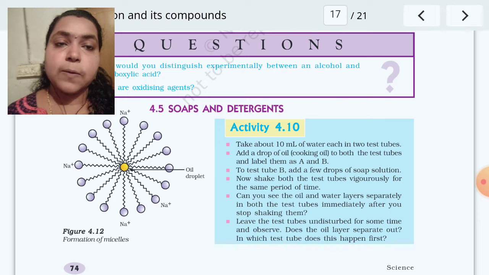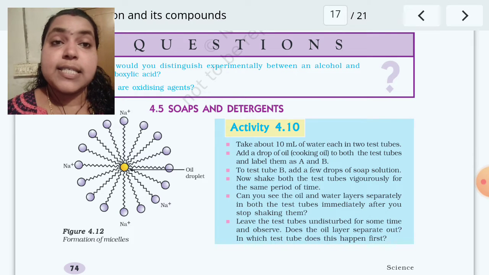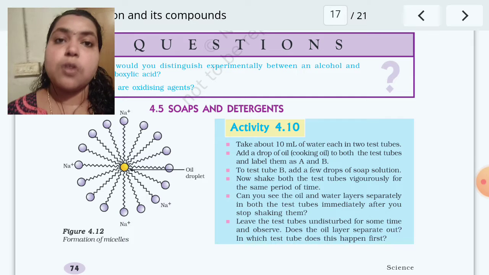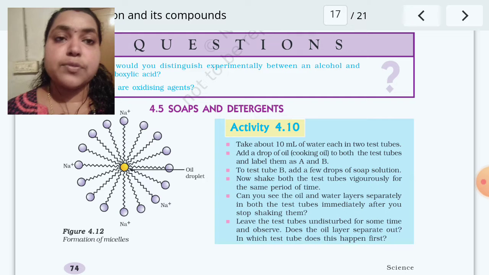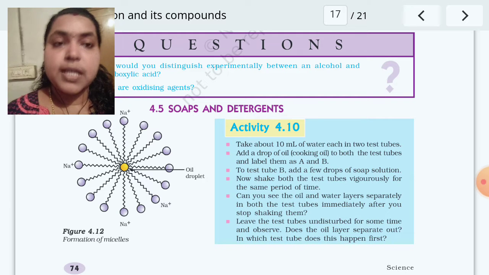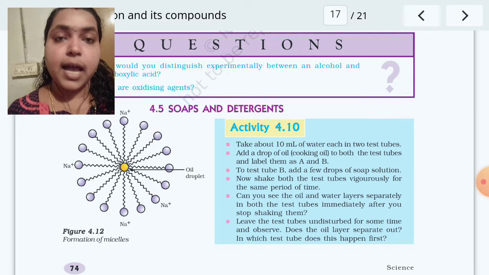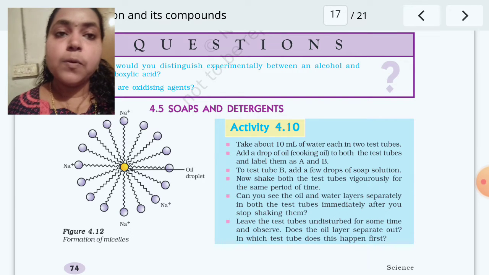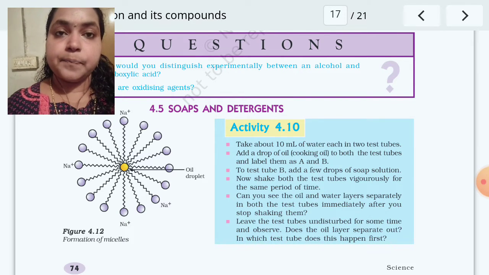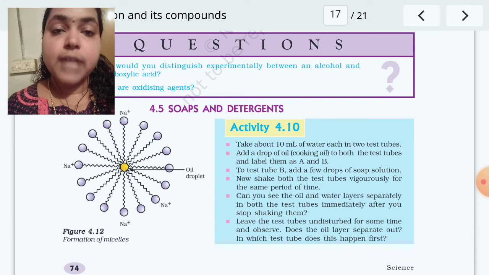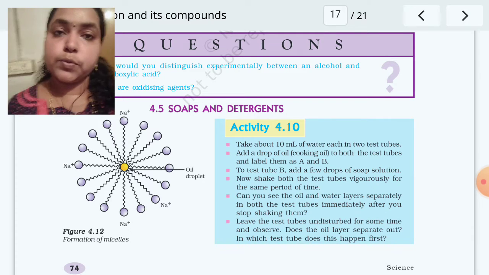Okay, so we know the uses of soaps and detergents, because we use them in our daily life. But we didn't know the mechanism of the cleansing action of soap and of detergents, how it happens, how soaps clean clothes. That is what we want to know through this class.